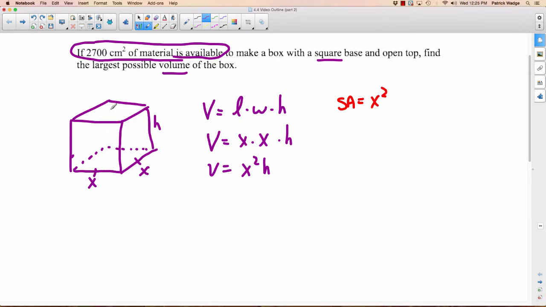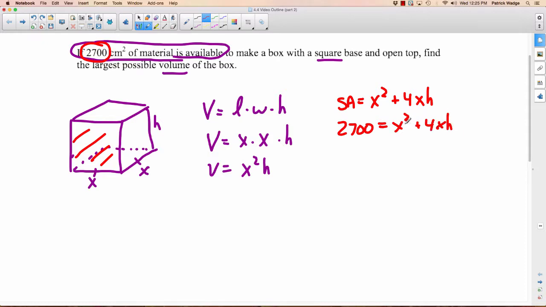Not going to multiply by 2 because the top is open. And then you get the area of one of these faces right here, which is x times h. And how many of those are there? There's 4 of them. 1, 2, 3, 4. So we're going to add on 4xh. And we actually know how much the surface area is. The surface area is 2,700. So we have 2,700 equals x squared plus 4xh.